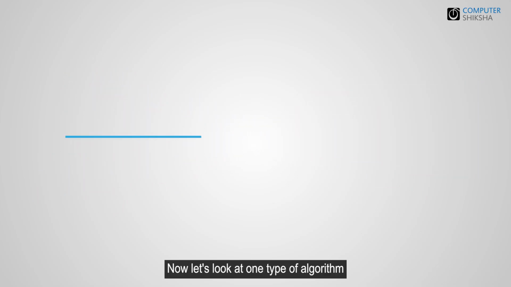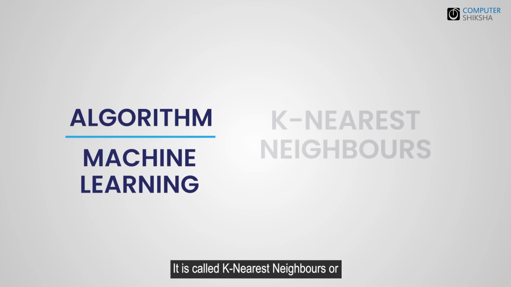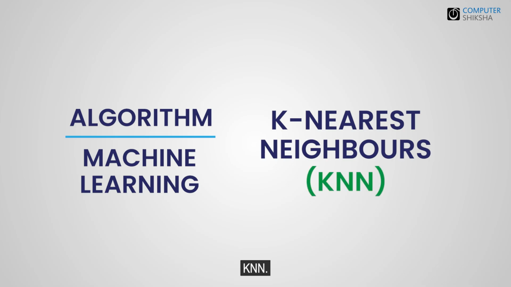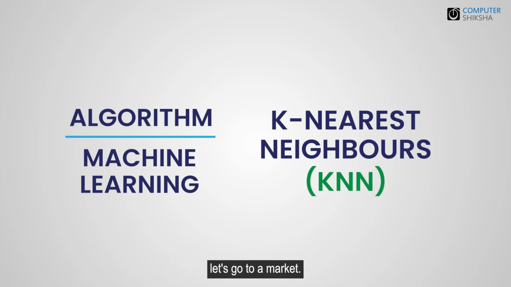Now let's look at one type of algorithm that is used in machine learning. It is called k-nearest neighbors or KNN. I know this word might sound very difficult, but don't worry. Let's understand this together, slowly and step by step. To understand k-nearest neighbors algorithm or KNN, let's go to a market.